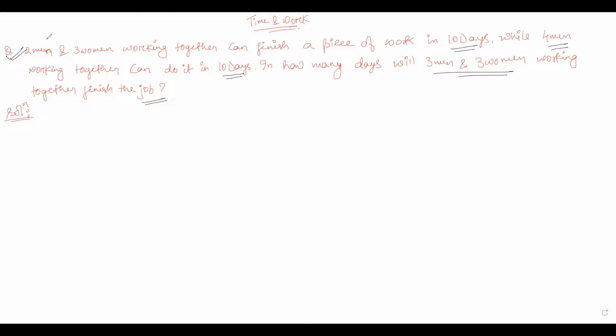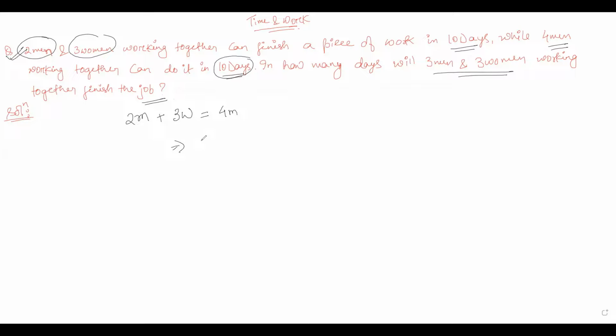So here it has been given that 2 men and 3 women can finish this work in 10 days and 4 men together can finish this work in also 10 days. So let us assume that the efficiency of 1 man is M and the efficiency of 1 woman is W. So 2 men efficiency would be 2M and 3 women efficiency would be 3W. Also we have 4 men, so 4 men efficiency would be 4M. Now 2 men and 3 women, that is 2M plus 3W, can complete the work in 10 days and 4 men also complete the work in 10 days. So we can say that 2M plus 3W would be equal to 4M.